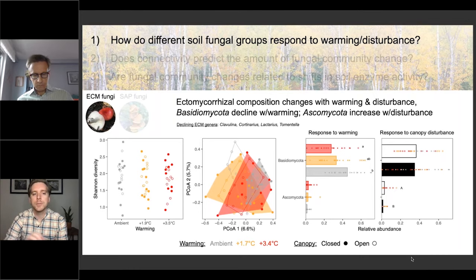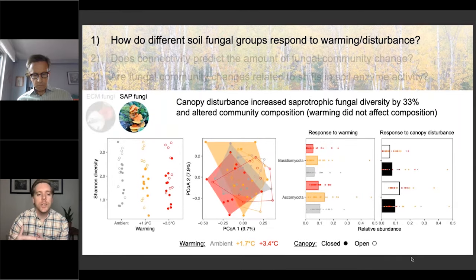So showing the same types of plots for saprotrophic fungi, here we do see a slight bump in Shannon diversity with closed versus open canopies. So they seem to increase their diversity slightly from canopy disturbance. Relatedly, we see a stronger compositional shift of saprotrophic fungi with the canopy disturbance versus the warming treatment. So you can see the open convex hulls shift a little bit more to the right in the principal component analysis graph. And at the phyla level, we don't see any strong response at the Basidiomycota or Ascomycota level, suggesting that their community responses are happening at a finer taxonomic resolution.